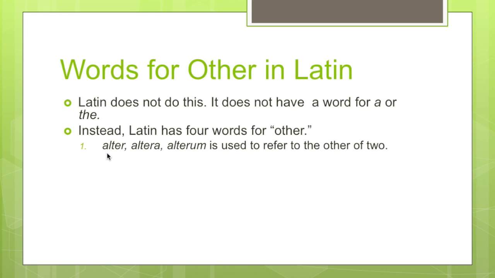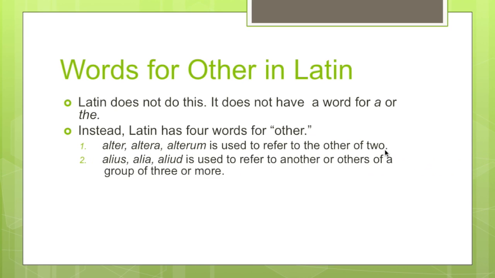The first is one we learned long, long ago. It's the word alter, altera, alterum. That is used to refer to the other of two. So if you have two objects and you want to say the other, you use the word alter. Alius, alia, aliud, the word we're learning right now, is used to refer to another or others of a group of three or more. So if you have three or more objects, you refer to another from that group using this word, alius, in the singular, or you refer to several of them, that is, several others, with the plural of it.